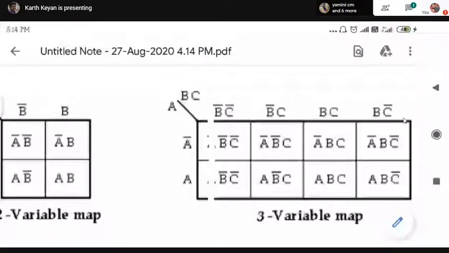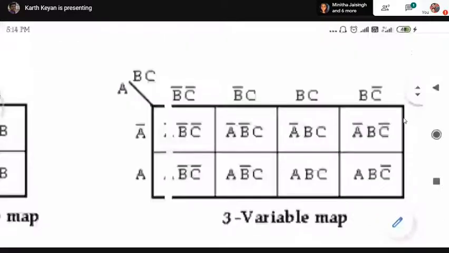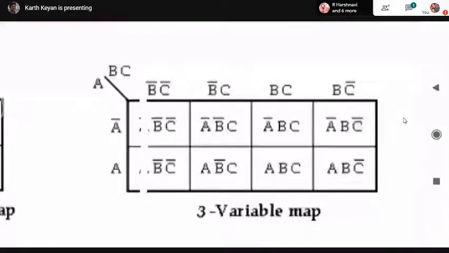In the first row, on the left side you have A bar, and at the top you have B bar, C bar. In the first row, second column, you just take the left side one: A bar, B bar, C. First row, third column: A bar, B, C. The last: A bar, B, C bar. It goes like this. Similarly, second row, first column, second row, second column, second row, third column, second row, fourth column, it goes like this.